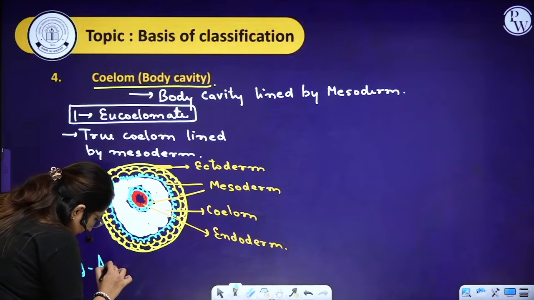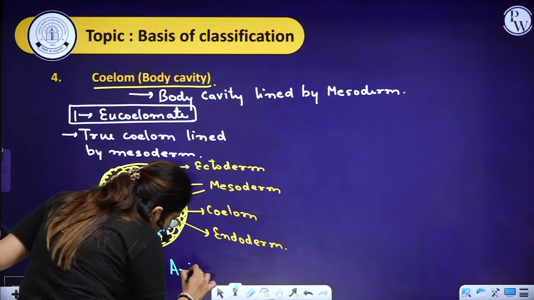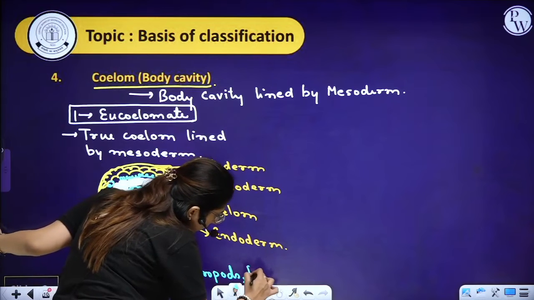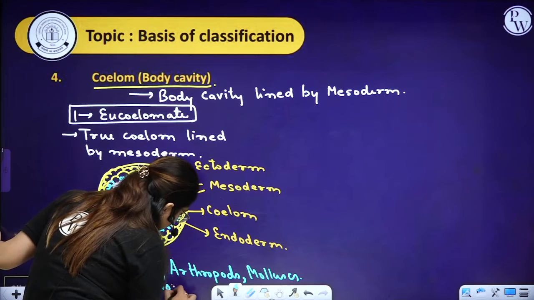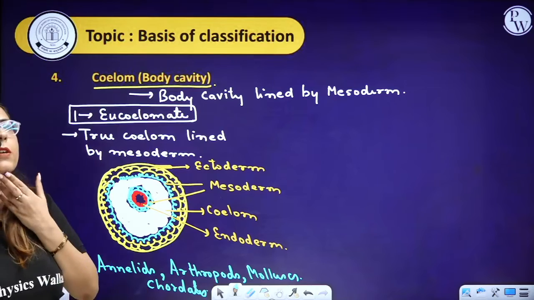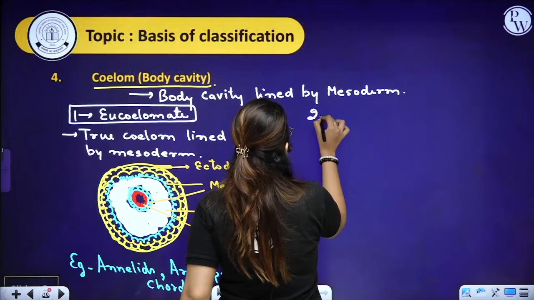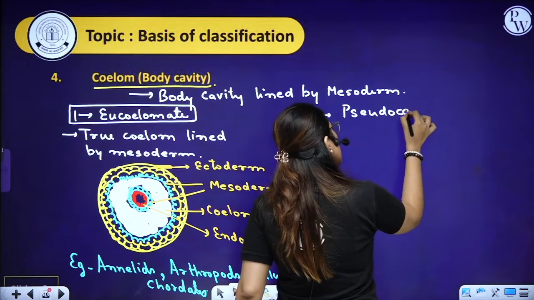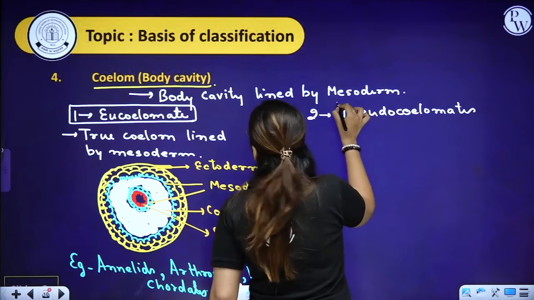We have annelids, arthropods, the mollusks, hemichordates, the chordates, everything will come under this. We are true coelomates, eucoelomates. Now, moving on to the next, the second one, pseudocoelomates.